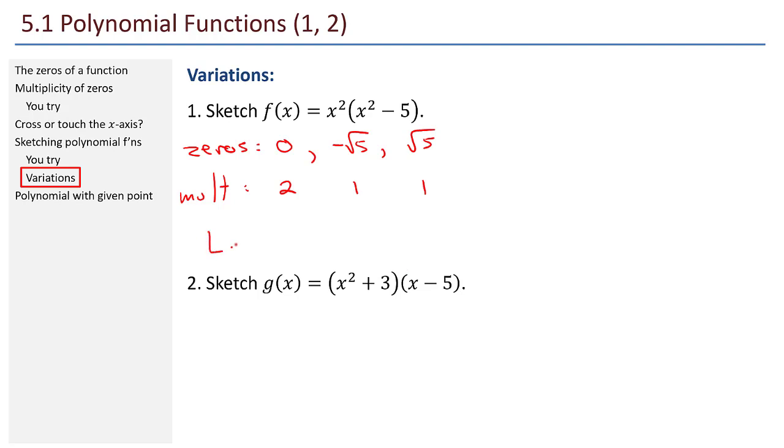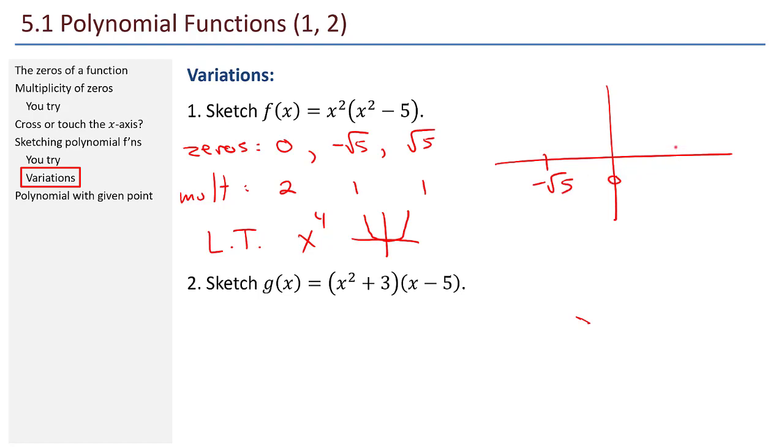And then what does my leading term look like? I have an x squared and an x squared, so maybe x to the 4. X to the 4 has this overall shape. All right, so negative square root of 5, 0, square root of 5. Those are the zeros of the function. And I will come in from the top left.